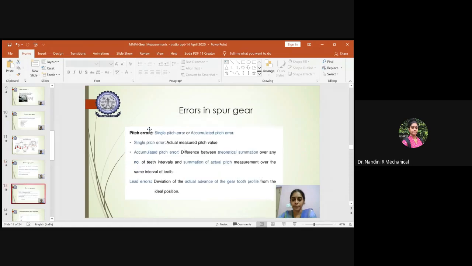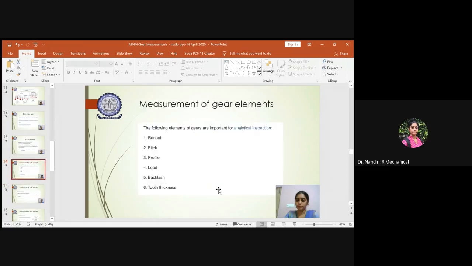So we dealt with all these, and we also discussed the pitch errors, like what will be the measurement of overcoming the pitch error. It could be a single pitch error or an accumulated pitch error. So how do you measure the single pitch error and how do you measure the accumulated pitch error? What do you mean by lead error? If you have any deviation from the actual advance of the gear tooth profile with respect to its ideal position, then we usually get the lead errors. So we dealt with all these classifications.